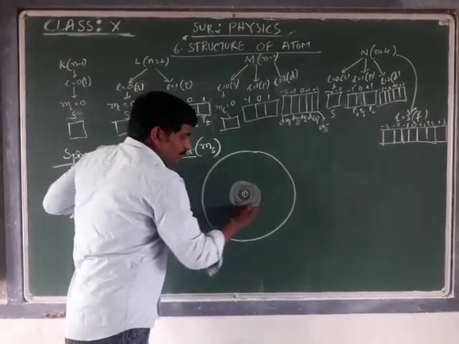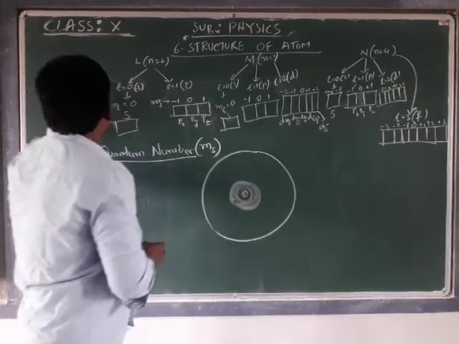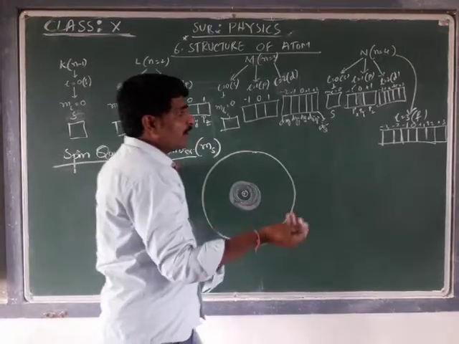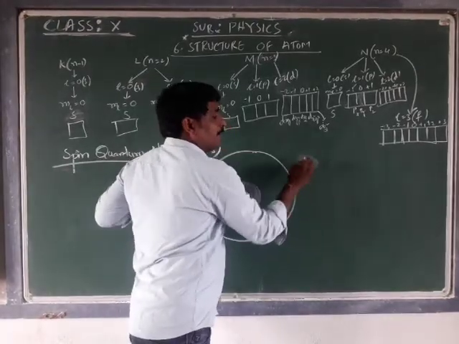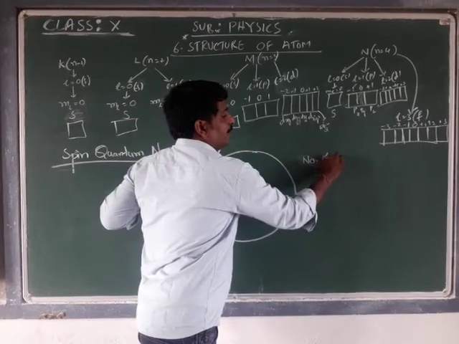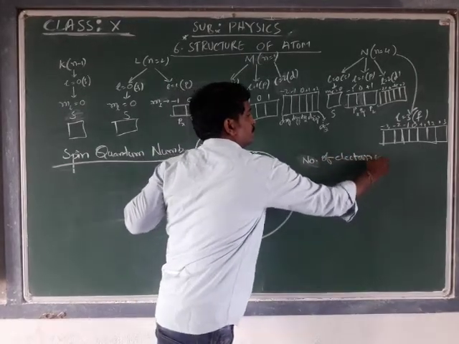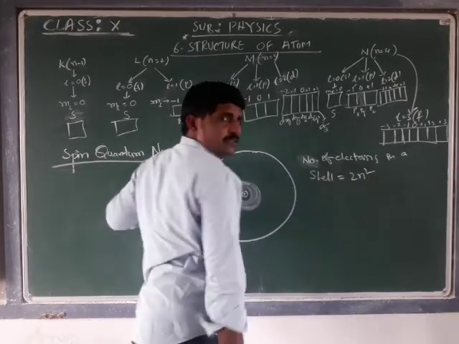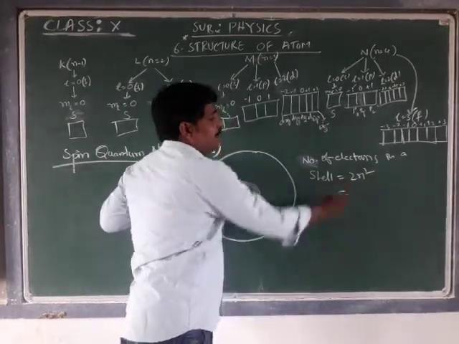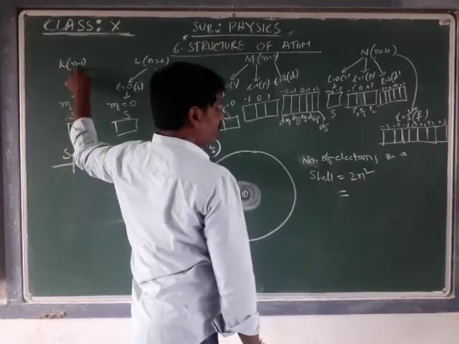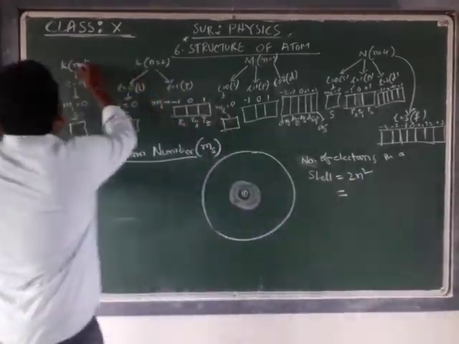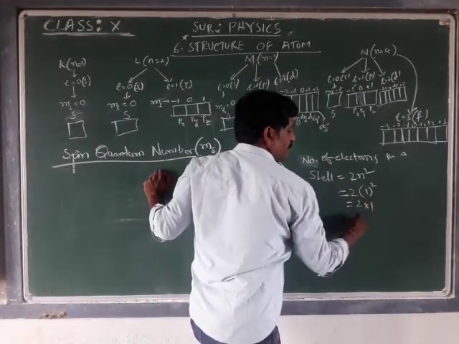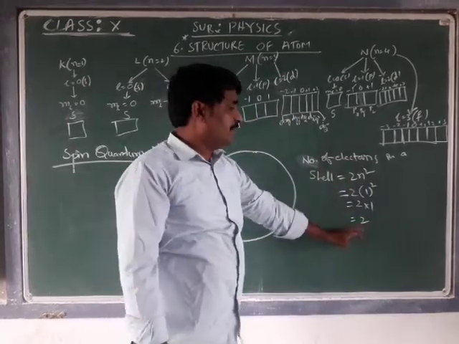In the K shell, I can have 2 electrons, because we already have the formula: the number of electrons in a shell is equal to 2n square. We have learned this formula in 9th class already. If you take the K shell, for example, the n value is equal to 1. So 2 into 1 square, and 1 square is 1, that is 2. The number of electrons in the K shell is 2.